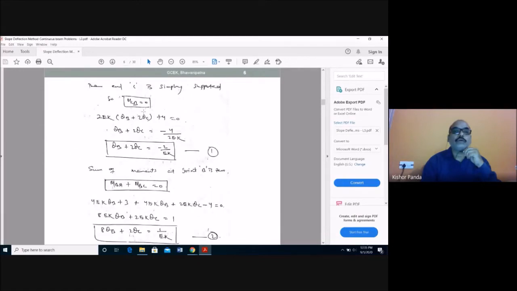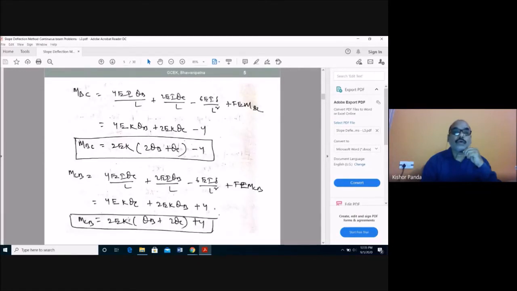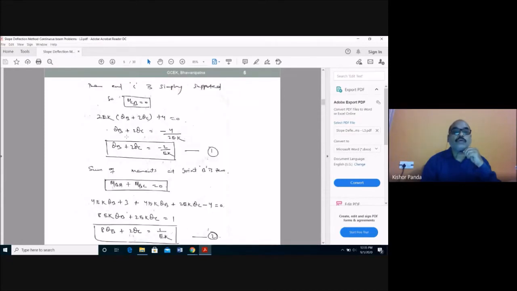MCB is equal to 0. Here you know MCB is equal to 2EK theta B plus 2 theta C plus 4. So 2EK theta B plus 2 theta C plus 4 is equal to 0. Then after simplifying this one, theta B plus 2 theta C is equal to minus 4 by 2EK, that is minus 2 by EK. This is equation 1.